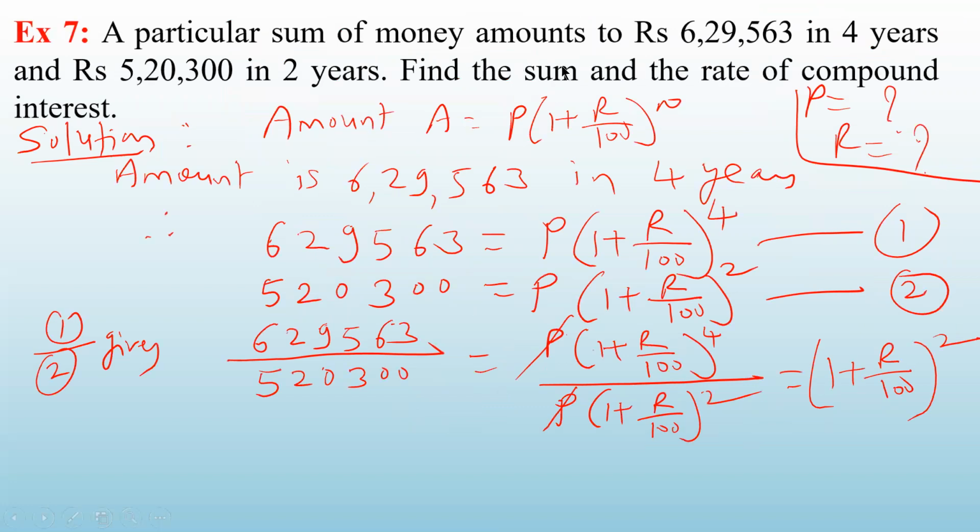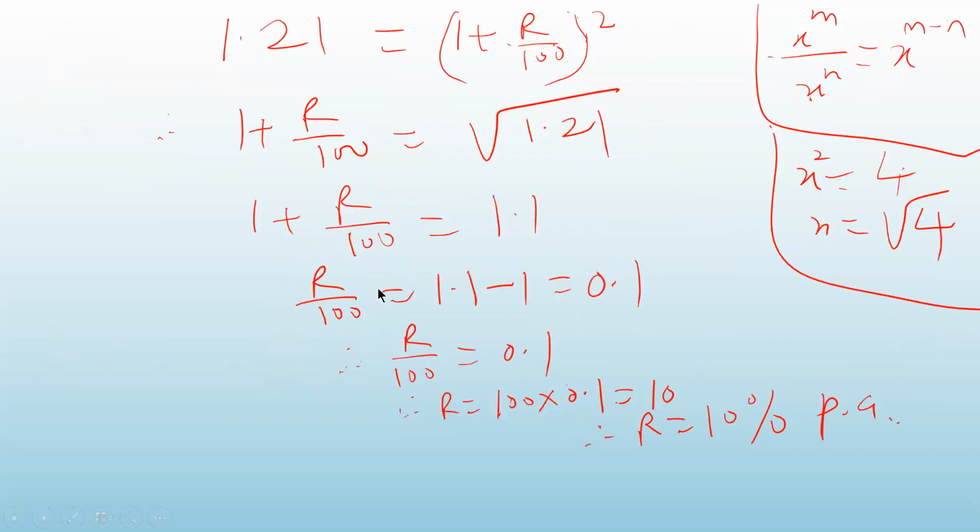You also have to find out the sum P. So once you have obtained the value of R, you can put it in any of the equations, either 1 or 2, and calculate the value of P. So let us put it in equation 1. Maybe I can do it here. Put R equal to 10 in equation 1.